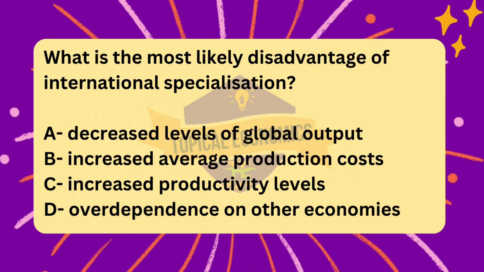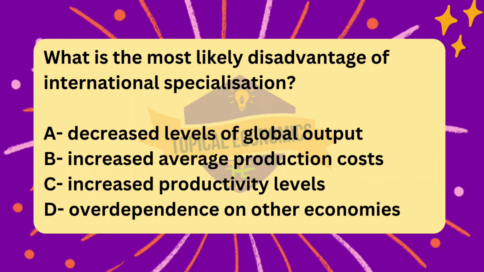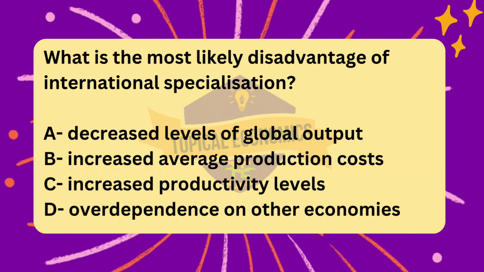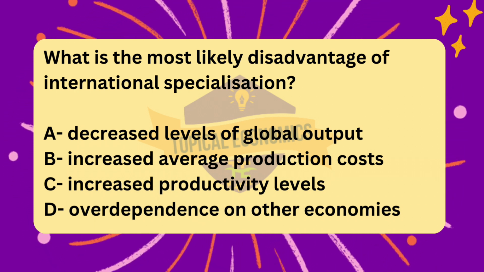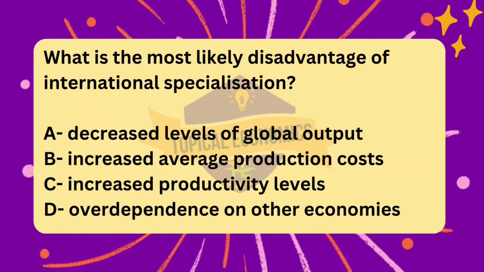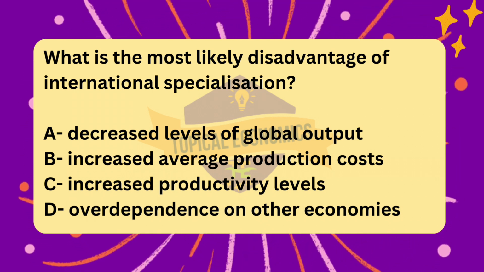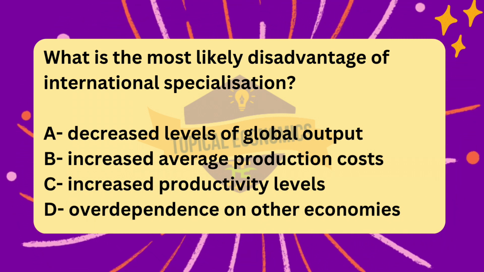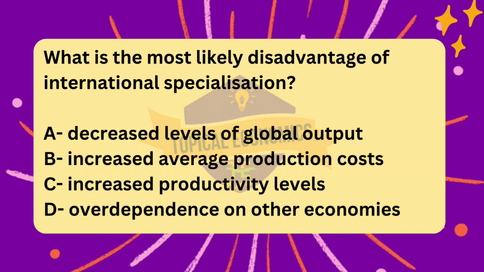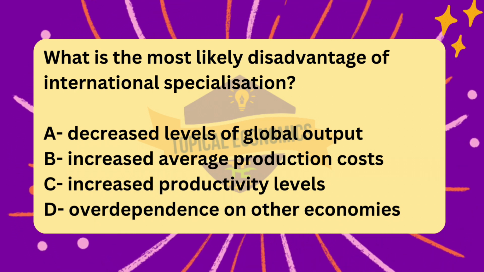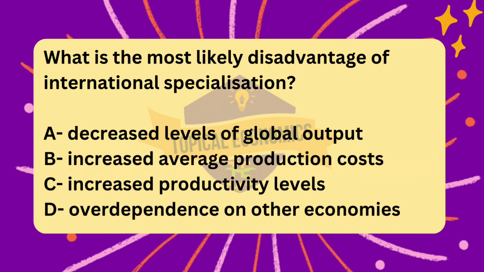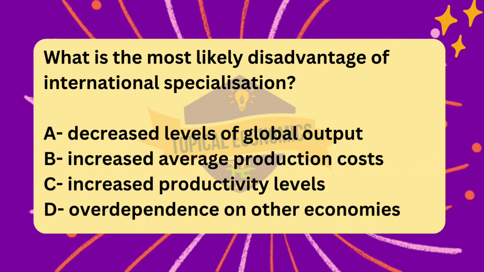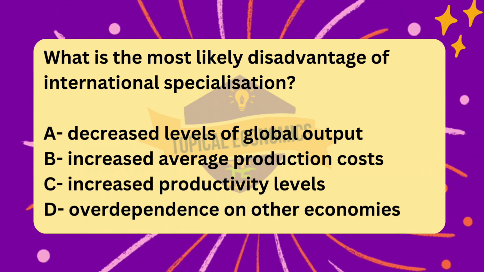Moving to question 8. What is the most likely disadvantage of international specialization? A. Decreased levels of global output. B. Increased average production costs. C. Increased productivity levels. D. Overdependence on other economies. Reference, 2019 May-June version 2. The correct answer for this question is option D, overdependence on other economies.